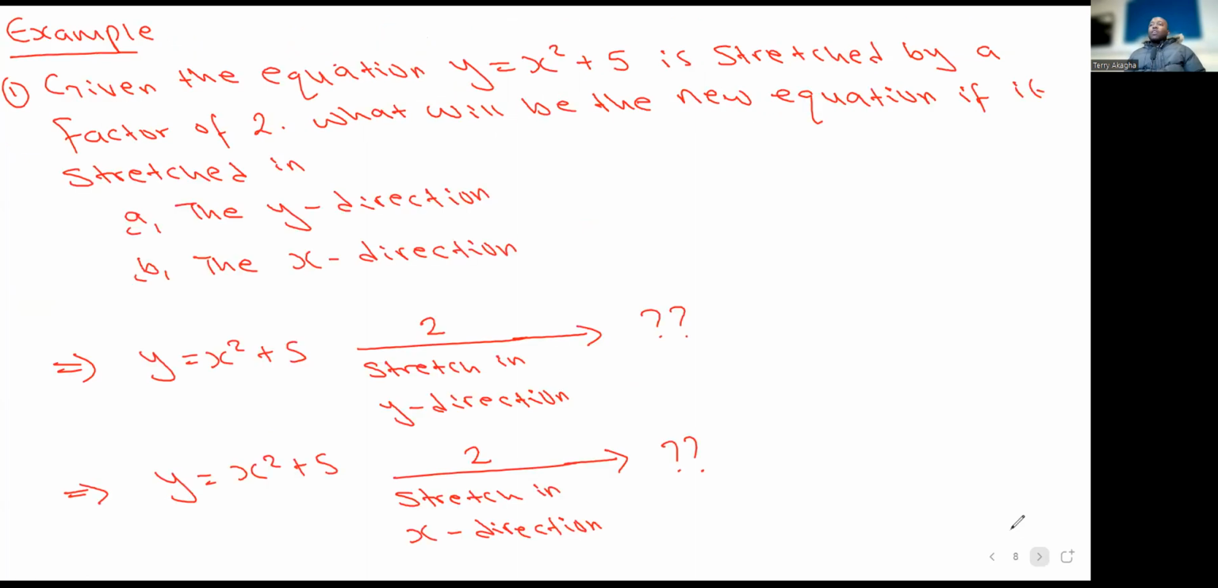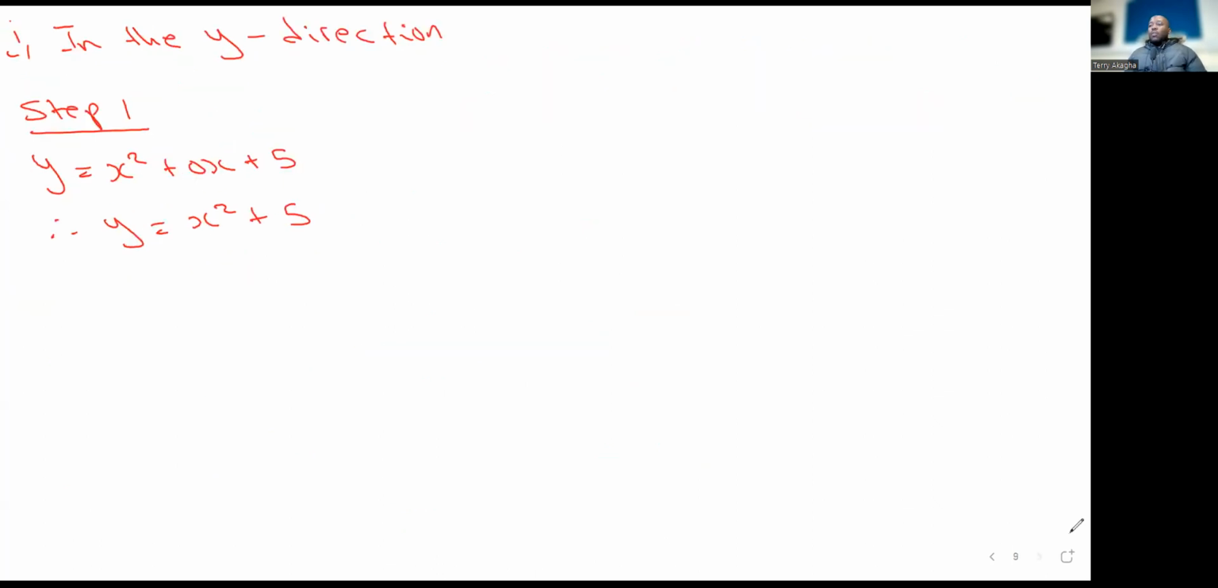Number 2, they said we need to then identify the stretch factor. So let's find what the stretch factor is from the question. It said it's stretched by a factor of 2. So that means we're having 2 here. So step 2, k is equal to what? 2.